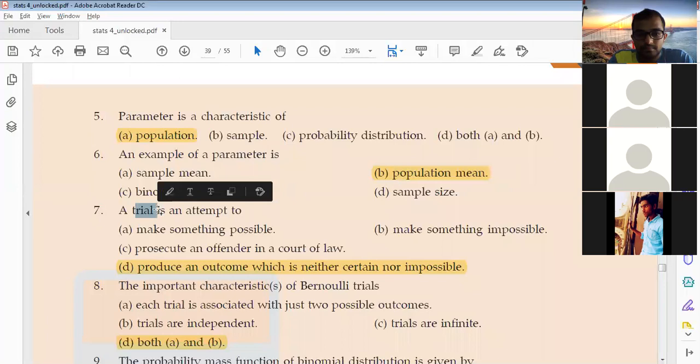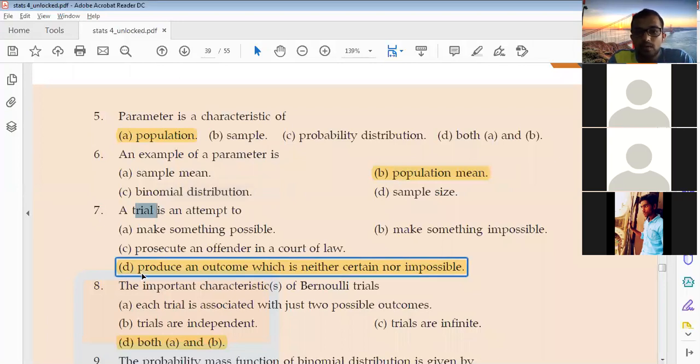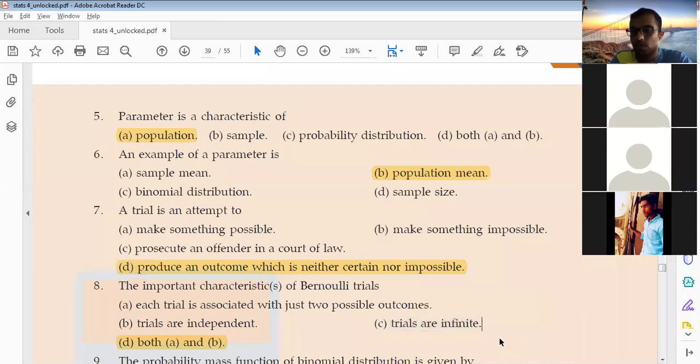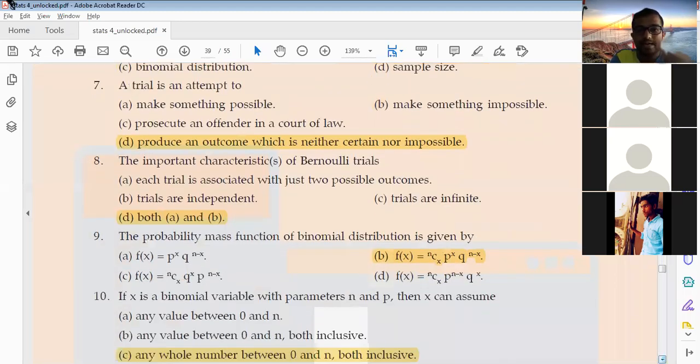What is the trial? It produces an outcome which is neither certain nor impossible. I have made you underline this. Important characteristics of Bernoulli. We didn't study Bernoulli as such, but the same person did it, and I told you two things about him. One is there are only success and failure there, and the trials are independent. If trials are infinite, it will be Poisson, not Bernoulli. And in binomial, there are finite trials.